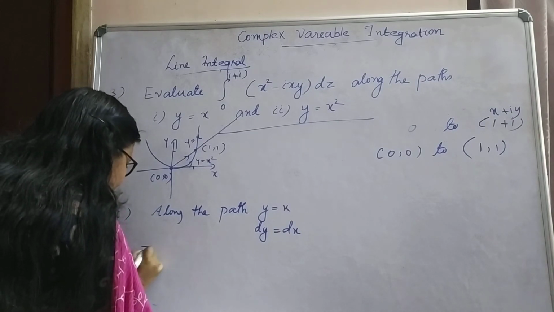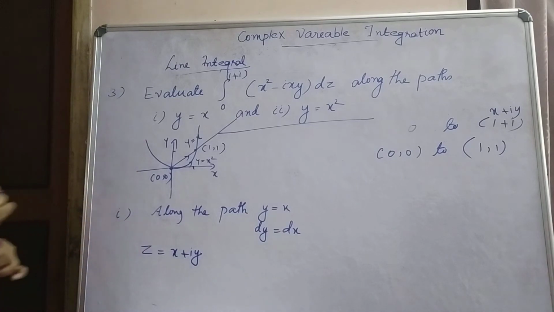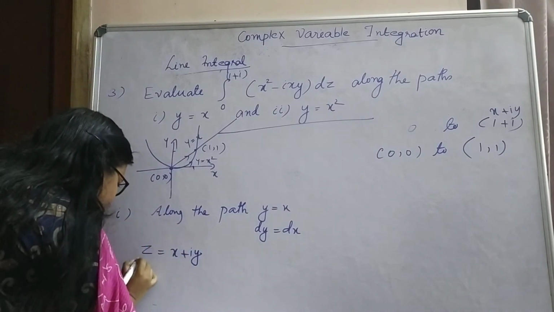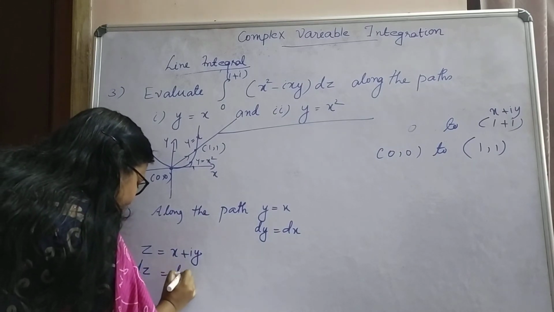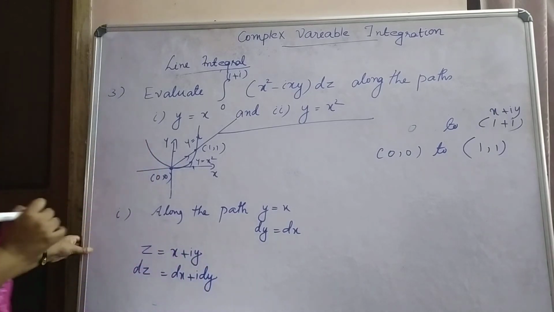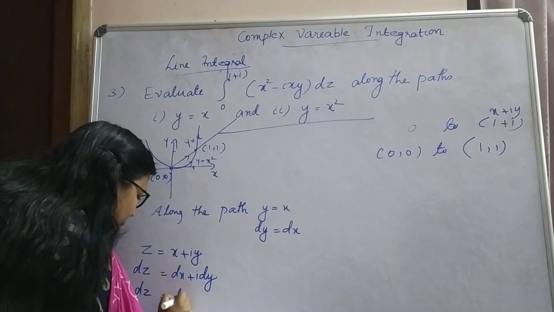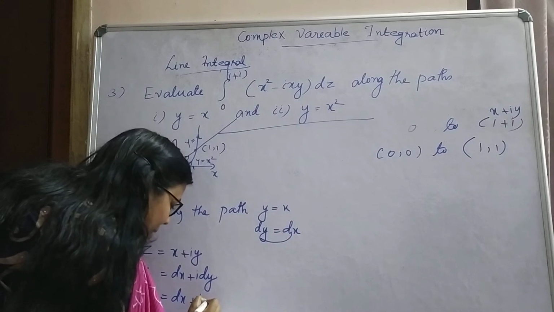Also we know that z equal to x plus iy. Taking derivative on both sides, derivative of z is dz equal to derivative of x is dx plus i derivative of y is dy. Then dz equal to dx plus i dy, where dy is dx.